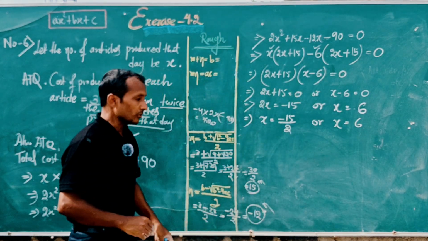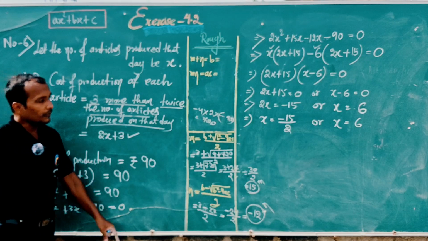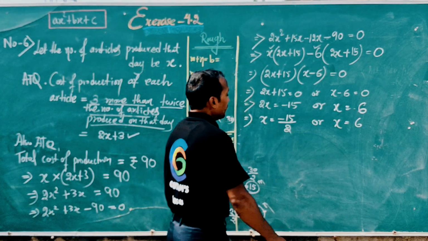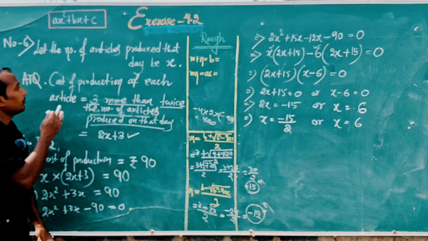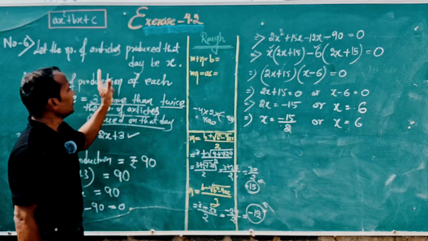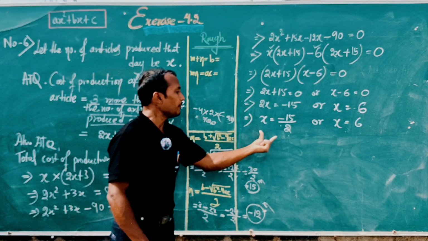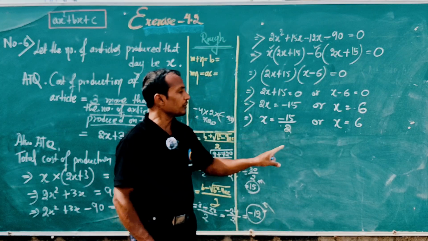So we got 2 solutions of this quadratic equation. In a quadratic equation we get 2 roots, alpha and beta. Alpha is minus 15 by 2, beta is 6. Now out of these 2 values, which value will be permissible, or are both values accepted in this particular situation? Number of articles produced on that day was x. We have x is equal to minus 15 by 2 and x is equal to 6. These both values cannot be accepted.